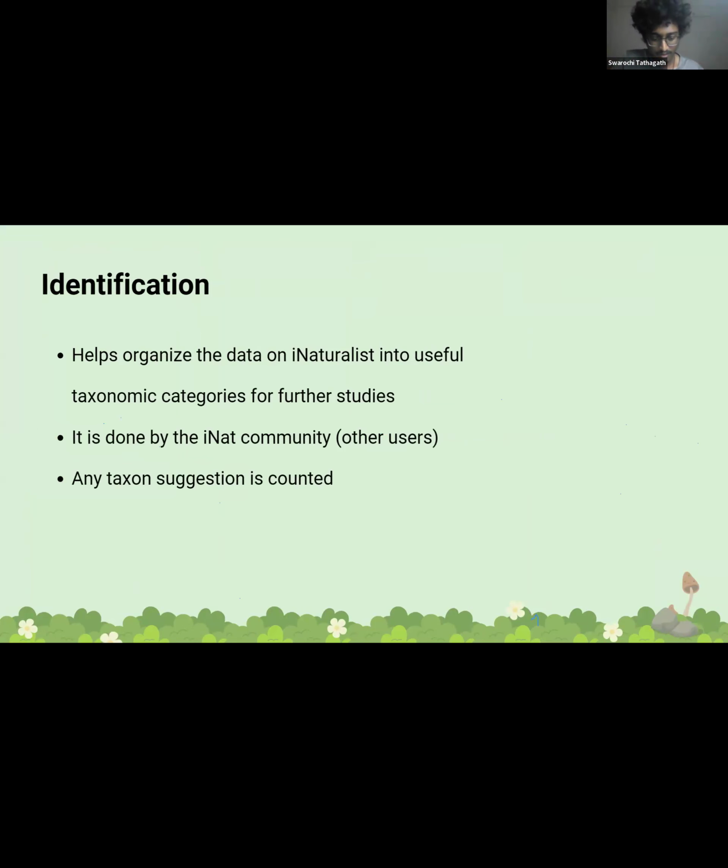Okay. So why do you need to identify your observations? So that it stays in somewhat of an organized manner for everybody else to access it and to actually put that data to use. Okay. If you don't have your taxa identified, it's not very useful data. So that's why people identify things. And I covered this actually, the iNat community. There are people who identify stuff. You can learn to identify stuff, and I'll tell you where to identify things as and when you learn. And any taxon suggestion is counted.